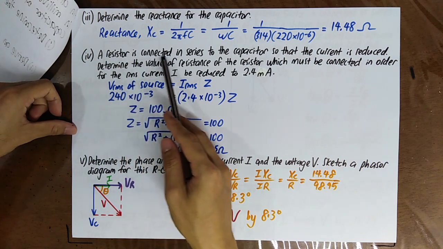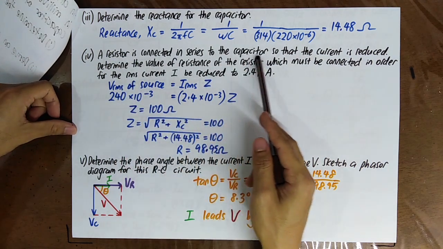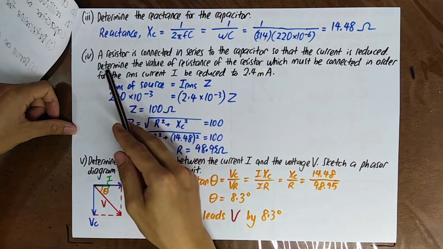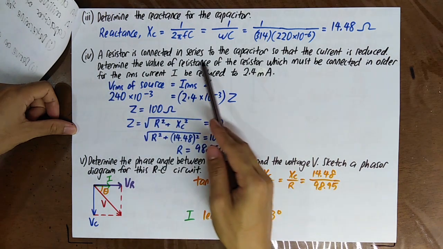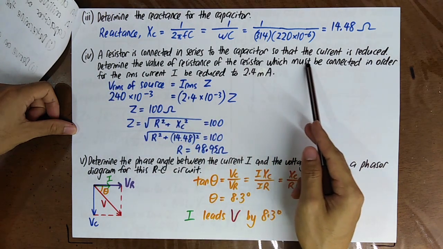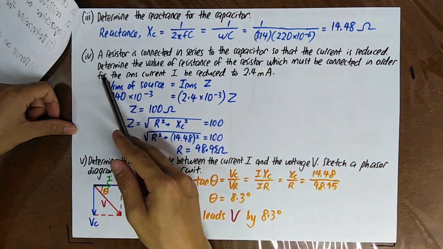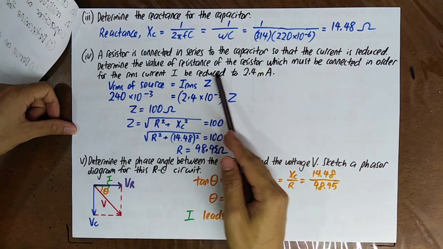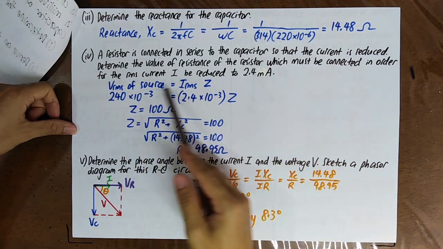A resistor is then connected in series to the capacitor so that the current is reduced. Determine the value of resistance of the resistor which must be connected in order for the root mean square current I to be reduced to 2.4 milliampere.